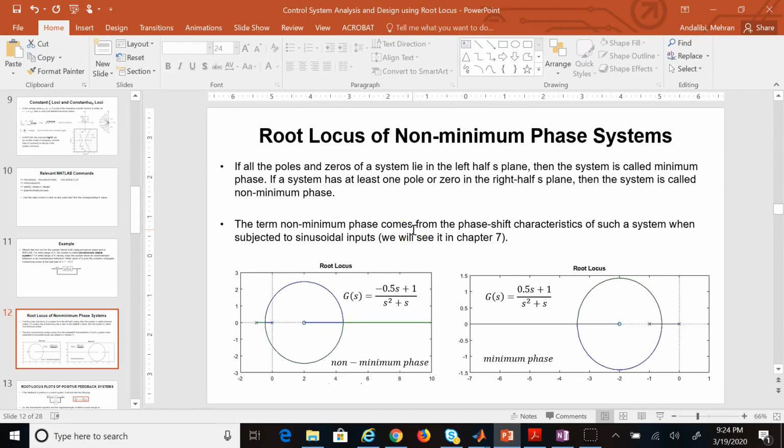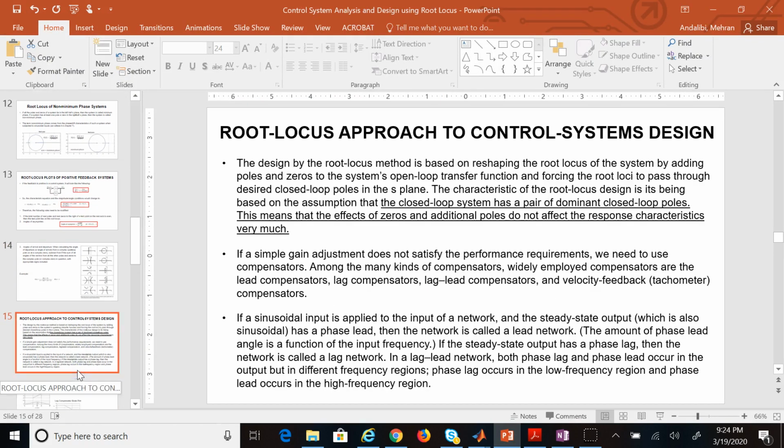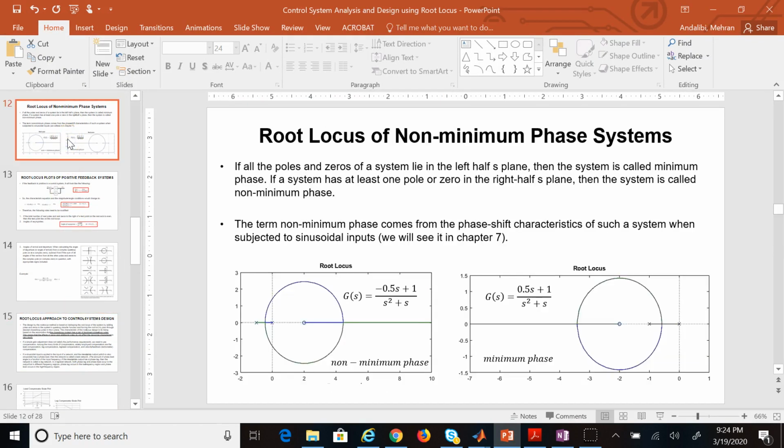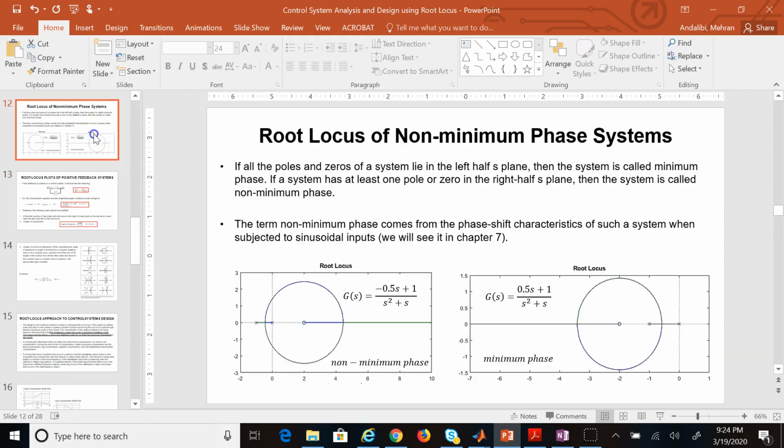Okay, 2 more cases to look at before we finish this long lecture. One of them is, what if the system is non-minimum phase? And the other is, what if the feedback is positive here? So this H is positive, and so the characteristic equation is 1 minus GH.